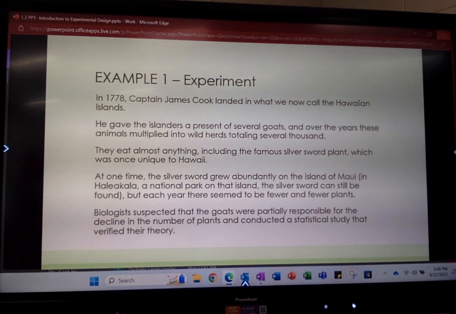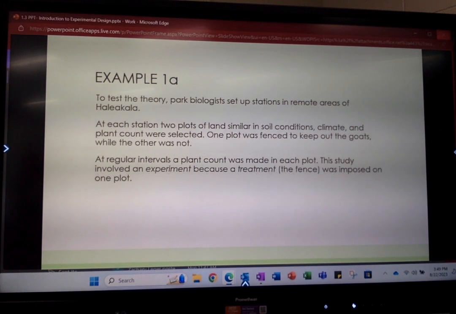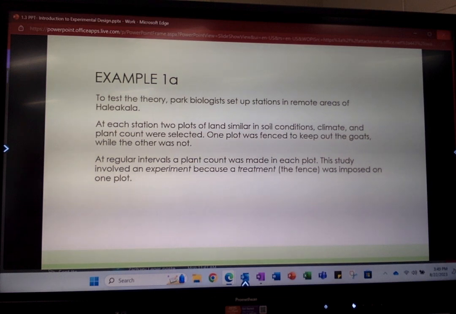But each year, there seem to be fewer and fewer plants. So biologists guessed, they made a hypothesis, that maybe these goats were partially responsible for the decline in the silver sword plants, and conducted a statistical study that verified their theory. All right, so here's what they did. To test the theory, they set up stations in remote areas of Haleakala in Maui.